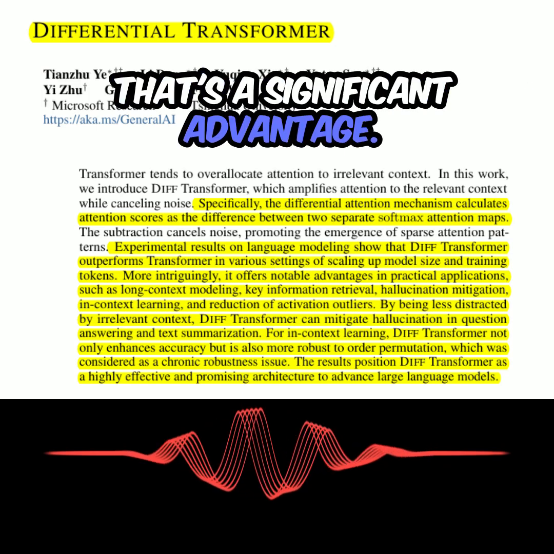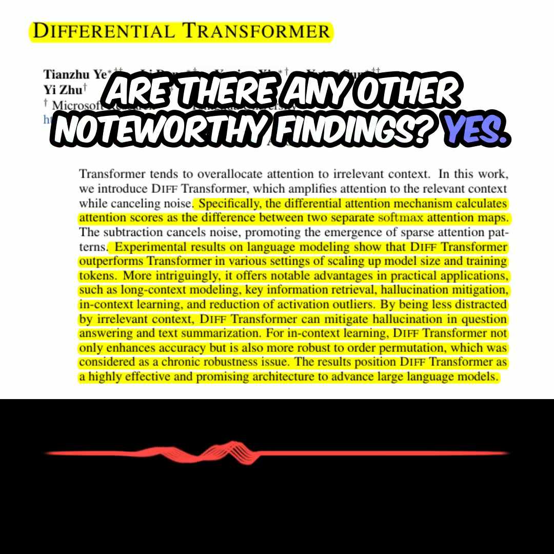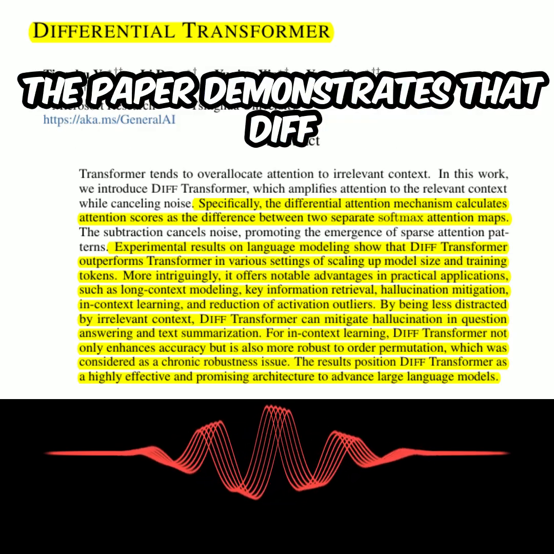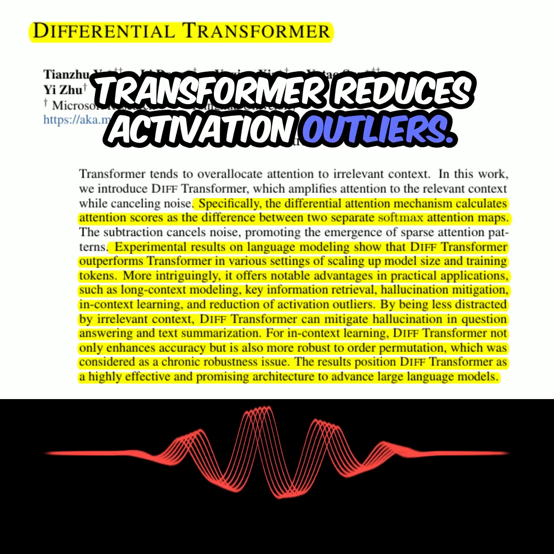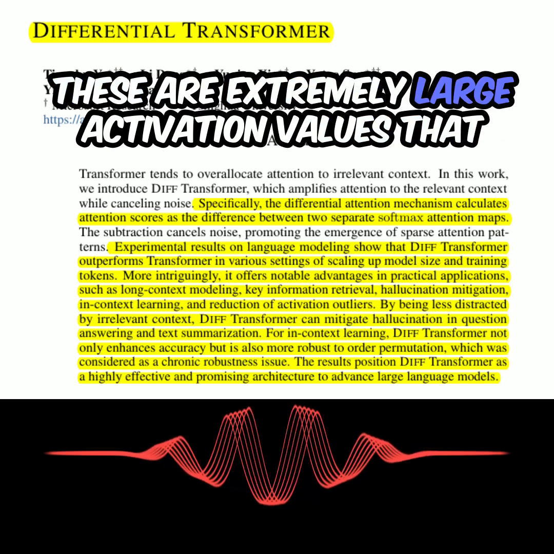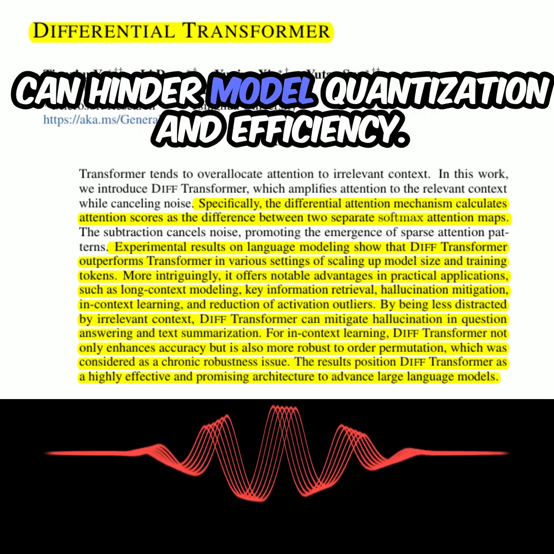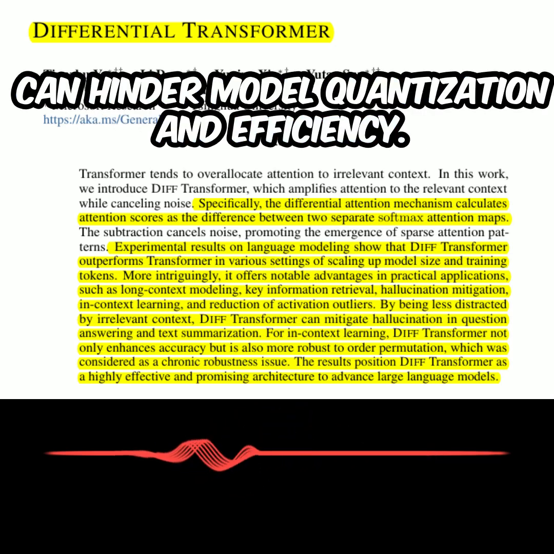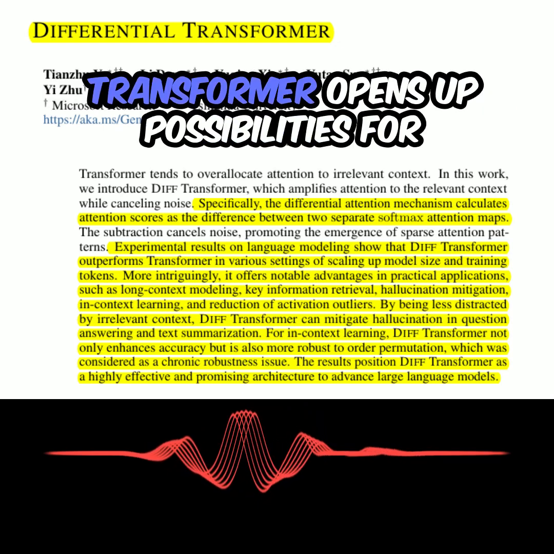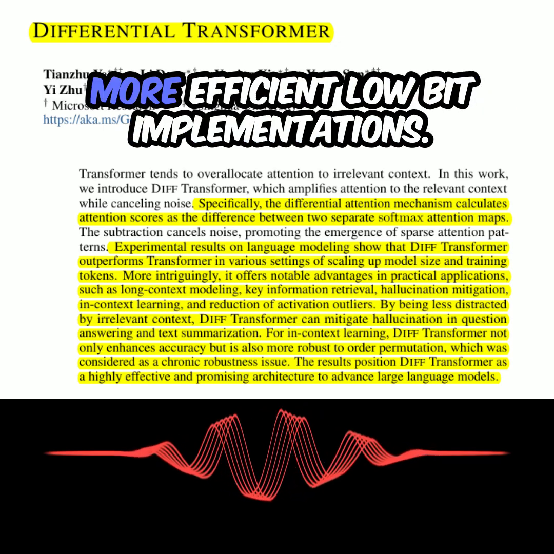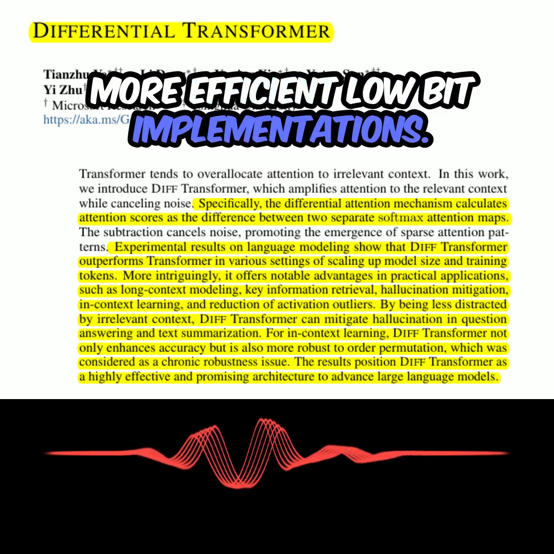That's a significant advantage. Are there any other noteworthy findings? Yes, the paper demonstrates that Diff Transformer reduces activation outliers. These are extremely large activation values that can hinder model quantization and efficiency. By reducing these outliers, Diff Transformer opens up possibilities for more efficient, low-bit implementations.